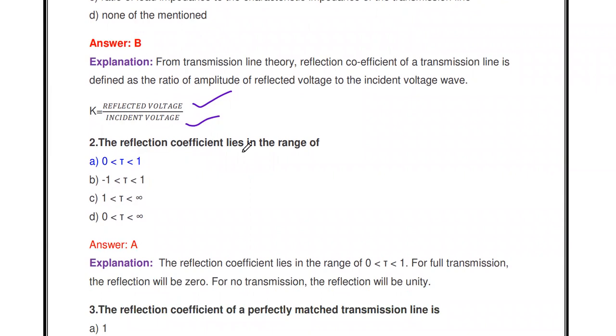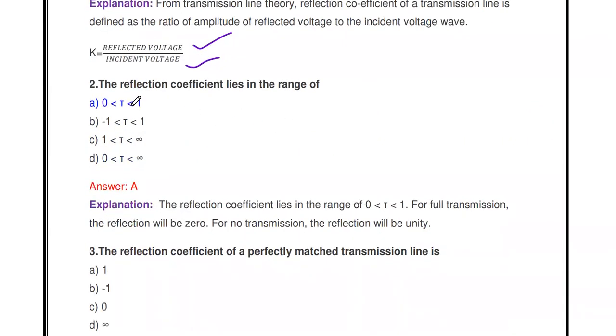The next one: the reflection coefficient lies in the range. What is the range of the reflection coefficient? The reflection coefficient is between 0 and 1. The minimum value is 0, the maximum value is 1. If the reflection coefficient is unity, there is no transmission. If the reflection coefficient equals 1, the full signal is reflected back. If the reflection coefficient is 0, full transmission has occurred in the transmission line.